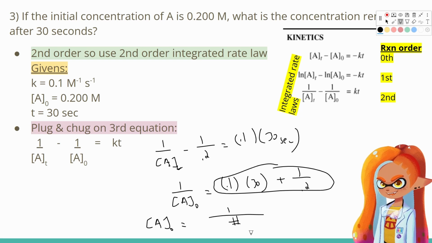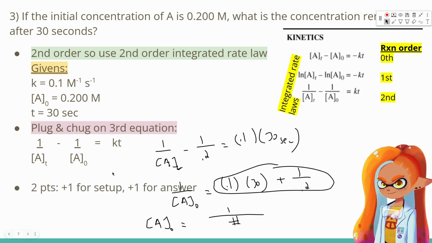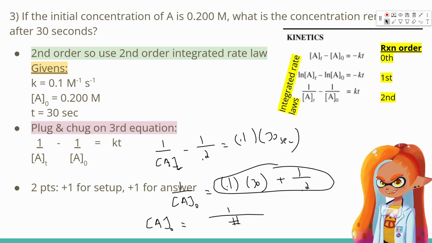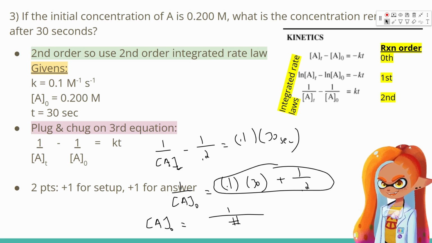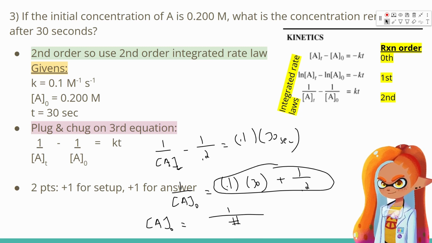So you would get 2 points for that. You would get the points for the setup, so like setting up, and then the actual answer. In this case, once you do this math, the answer is going to be 0.125 molar. So make sure that you have done the algebra correctly. I didn't do sig figs. It's 30 seconds, so it's 2 sig figs. Oh, that's annoying. Or 1 sig fig, I mean. That's really annoying. Oh well, it is what it is.